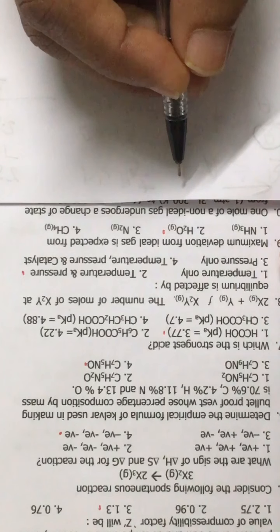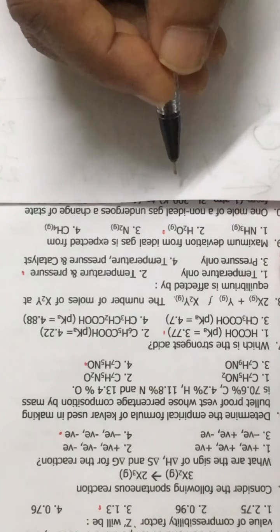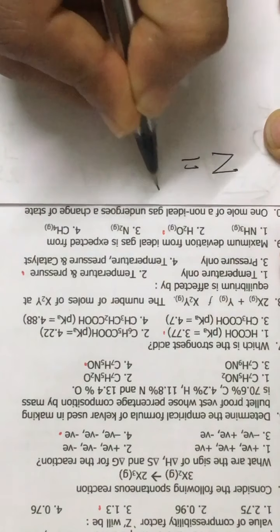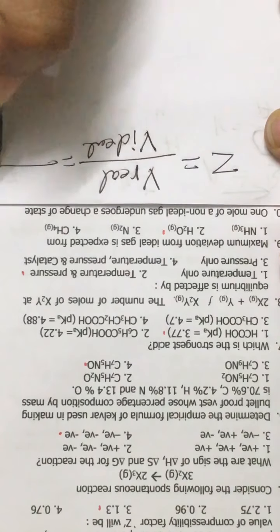Look at question number 84. Alright. Observed volume of 1 mole of a gas is 32 at particular pressure and temperature. We have to find out Z factor. Z is compressibility factor. You can also say it is V real upon V ideal. And V ideal is 22.4.